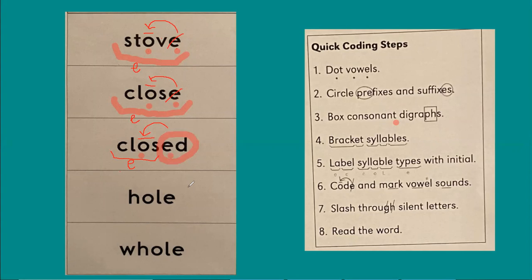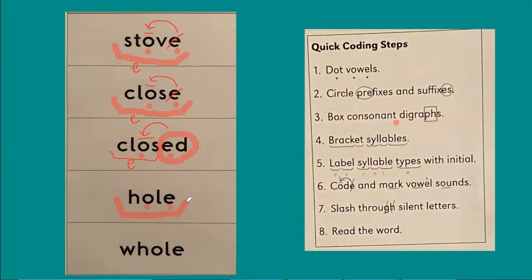The next word is whole. So let's look at whole. We dot our vowels, O and E. And then we circle prefixes and suffixes. There are not any in this word. Box consonant digraphs, there are not any in this word. Whole. Bracket syllable. So let's say the word whole. Whole. Okay, that is just one syllable.